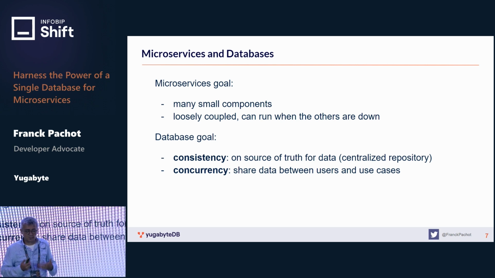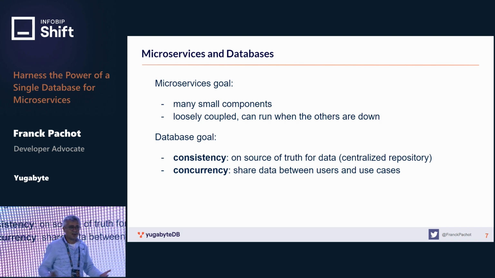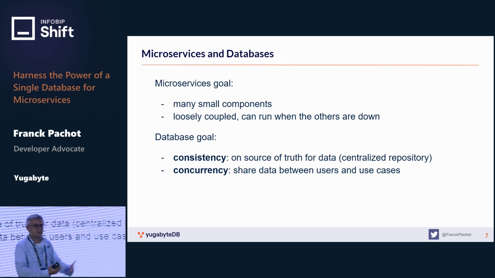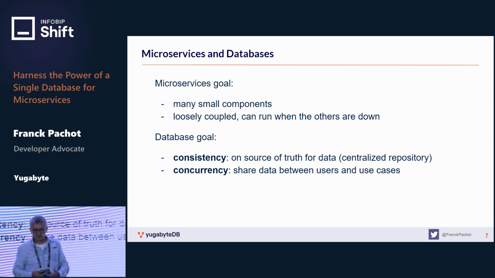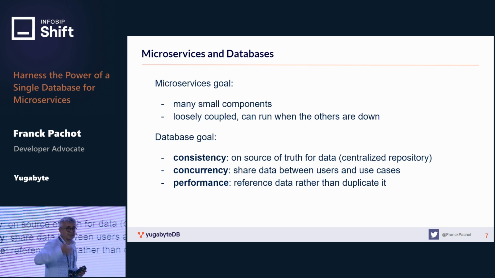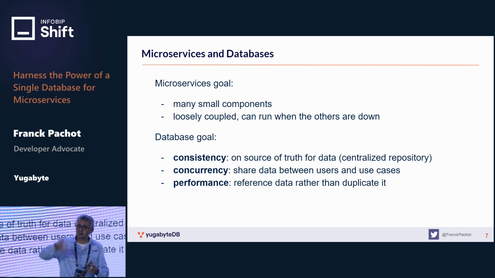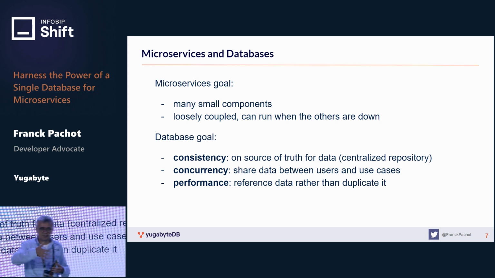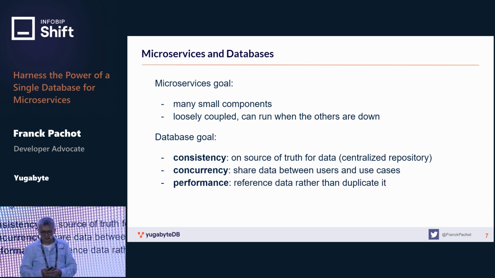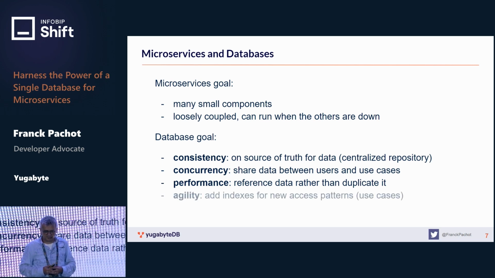Also, databases want to manage concurrency, sharing data between users. If you don't share data between users, you can use an embedded database, you can use a file, you don't really need a database. And for performance also, databases try not to duplicate data. Because if you duplicate data, you have more work, you need more resources on the infrastructure.